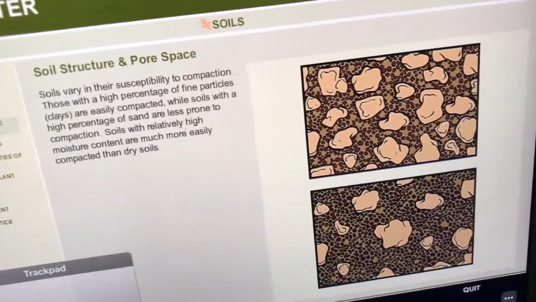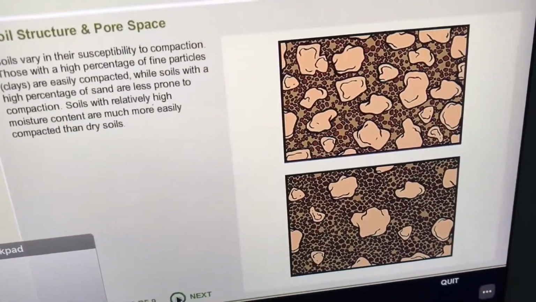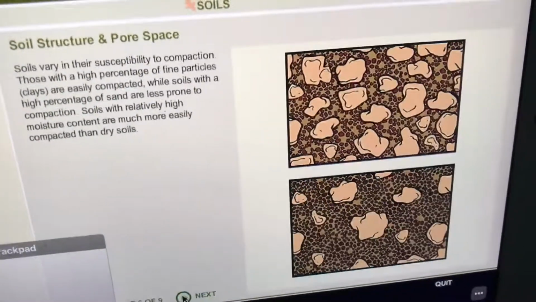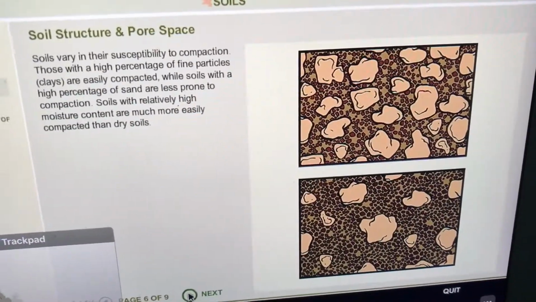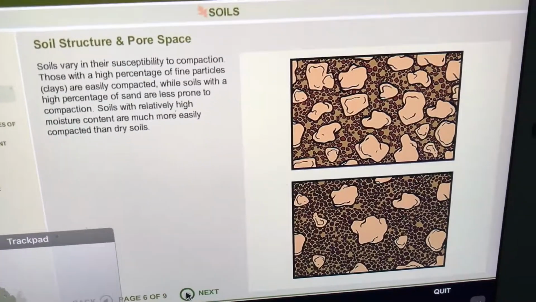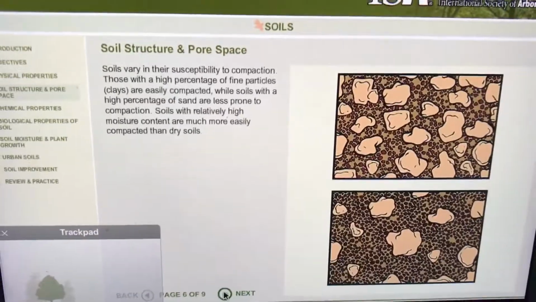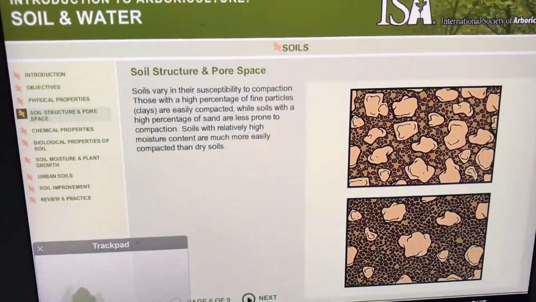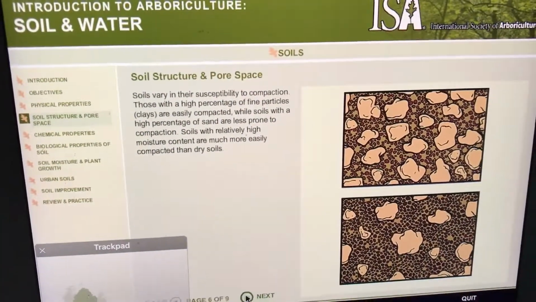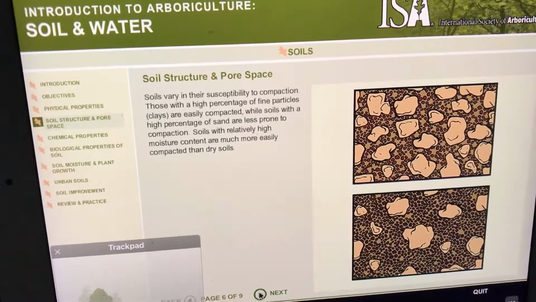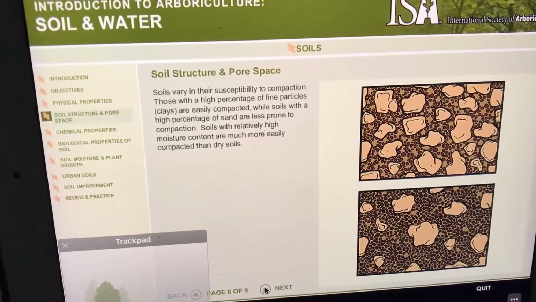Soils vary in their susceptibility to compaction. Those with a high percentage of fine particles, clays, are easily compacted, while soils with a high percentage of sand are less prone to compaction. Soils with relatively high moisture content are much more easily compacted than dry soils.